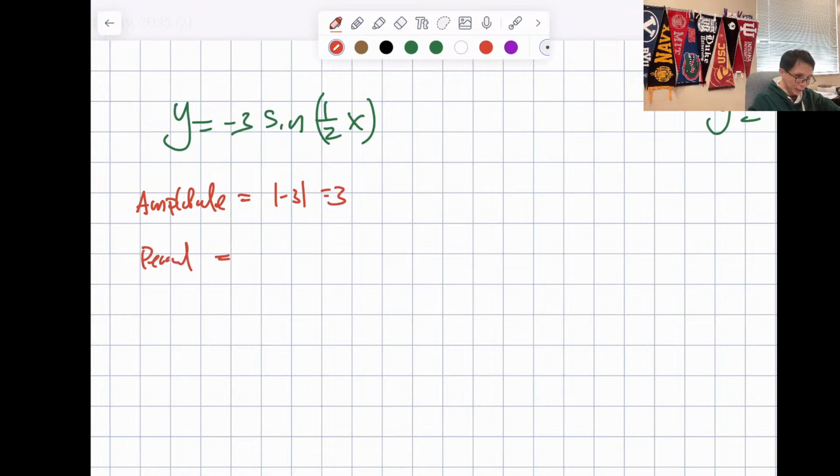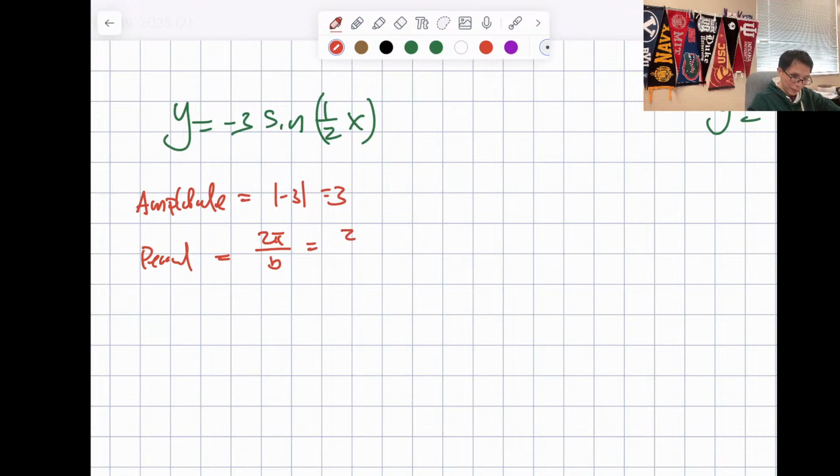Period for sine and cosine is always 2 pi over b. This is the only thing I will ask you to memorize. If you need to memorize, write it down on the index card. Make sure you know it for the AP exam. For sine and cosine, it's always 2 pi over b. For tangent and cotangent, it's pi over b. But we haven't got to graph tangent and cotangent yet.